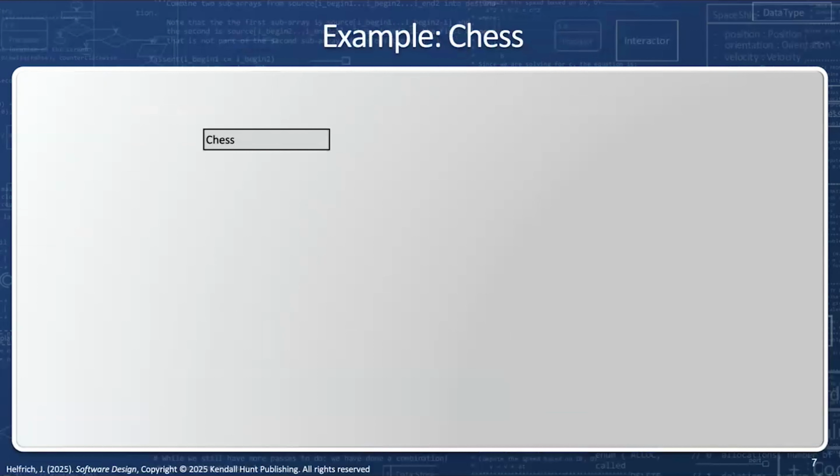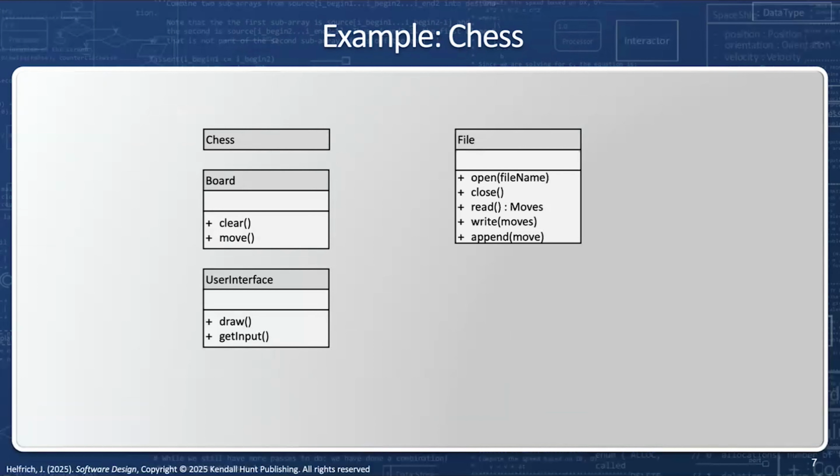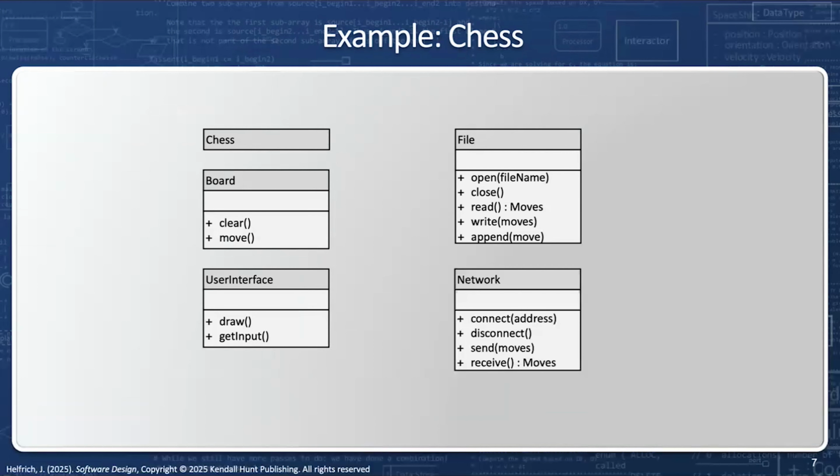All right, let's take another example here. This is going to be chess. So chess is going to have a board, it's going to have a user interface, it's going to have a file system, and it's going to have a network system. And right now, with my current implementation, the chess game has to know all about network and file and board and user interface. In other words, these different components are highly coupled, and this is undesirable.